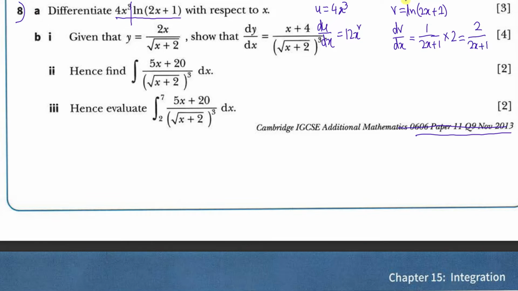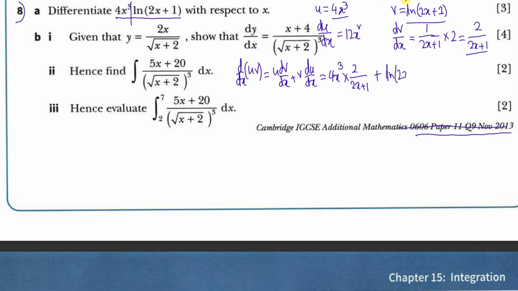Now the UV rule we are going to apply here. We know the UV rule actually. If we differentiate, then it gives us u dv by dx plus v du by dx. That is the formula. We are now just putting the values. U is our 4x cube. Let me write 4x cube. Then dv by dx, this is our dv by dx part, so let me write 2 divided by (2x plus 1), and then plus v, which is ln(2x plus 1), into du by dx, which is 12x square.